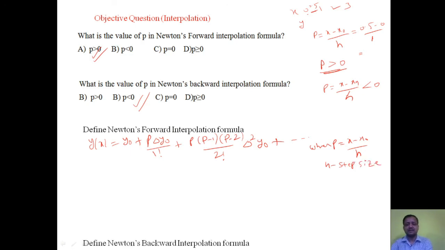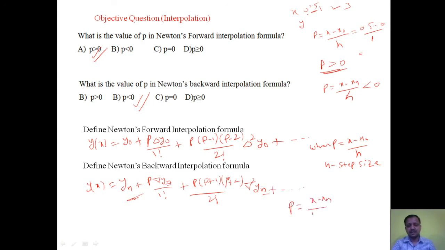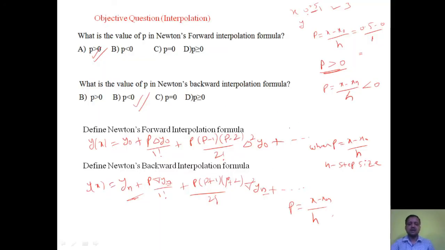Define backward difference interpolation. So y of x is equal to yn, we use the last term, plus p into nabla yn by 1 factorial, plus p into p plus 1 by 2 factorial into nabla square yn. Here we will get all positive terms. Remember, we use the last terms in the backward difference interpolation formula, plus and so on, where p is equal to x minus xn by h. So this is all about interpolation.